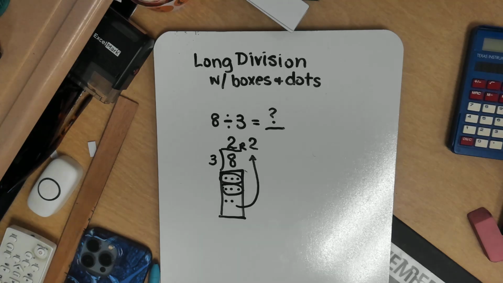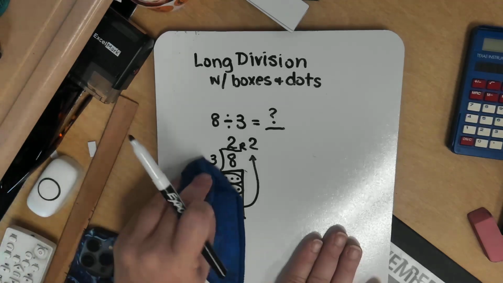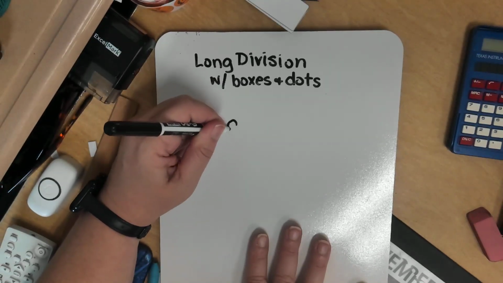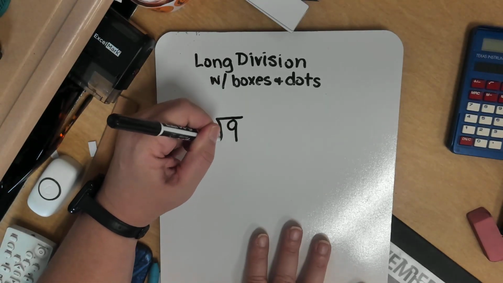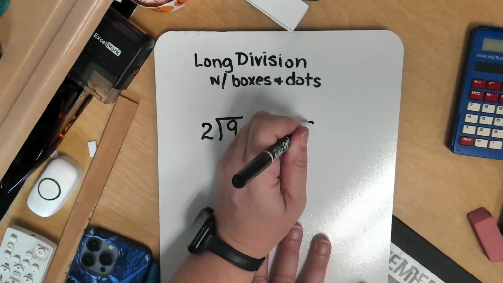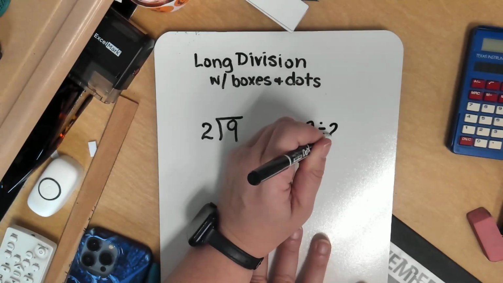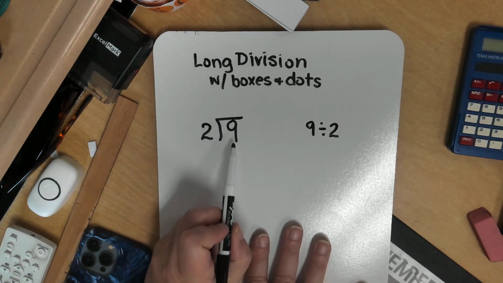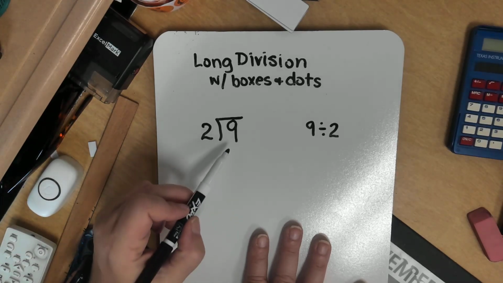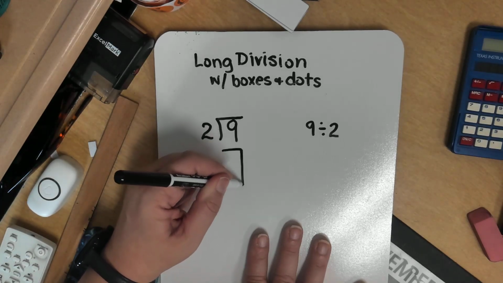Let's try another one. What if we do 9 divided by 2? And I should have written it 9 divided by 2 to begin with. Again, 9 divided by the number 2. I have one digit, so I'm going to draw one box.